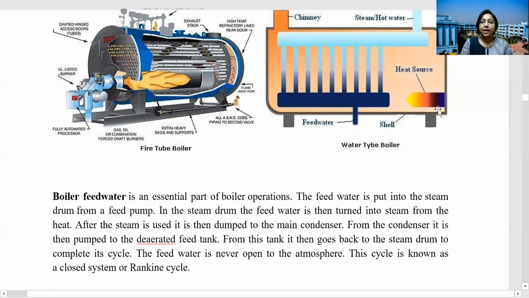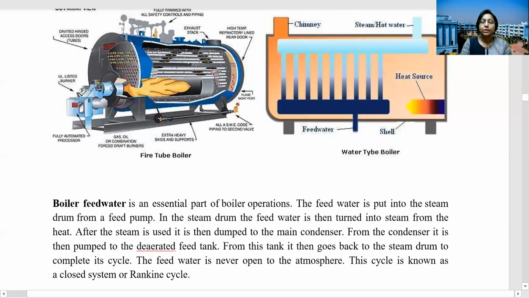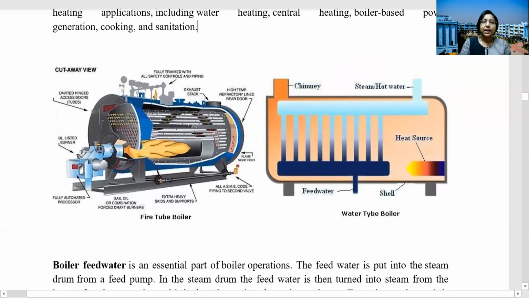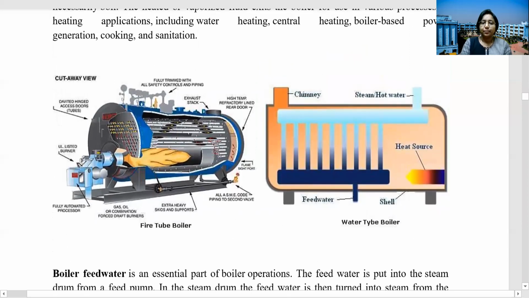So you can understand that the feed water which is used in the boiler is very much important. The quality of this water is very much important. And in my last lecture, you have learned different water quality parameters like physical water quality parameters and chemical water quality parameters. So what should be the standard, the quality of the water which we will use in the boiler? That is very much important.